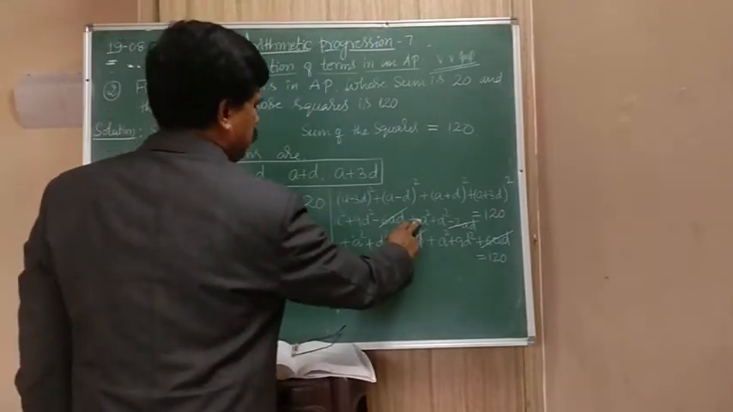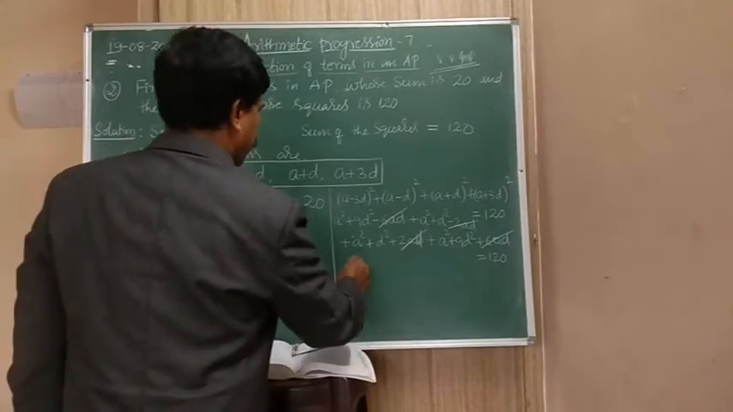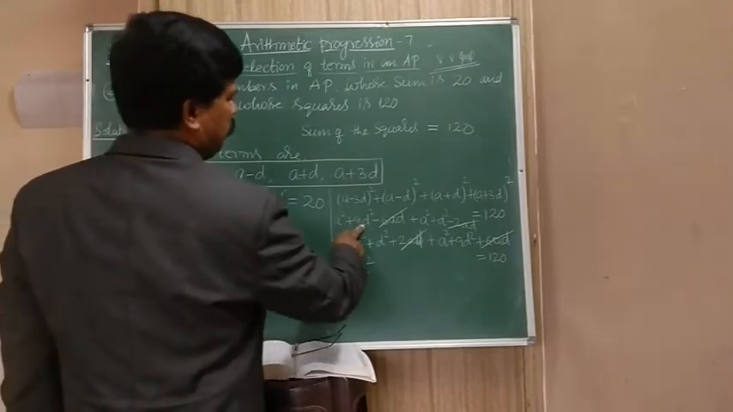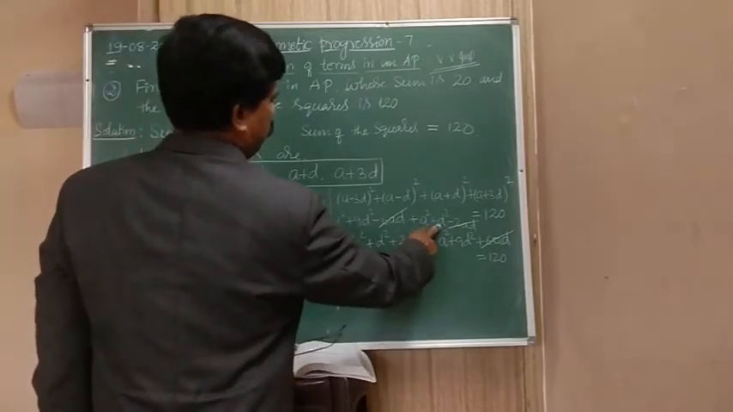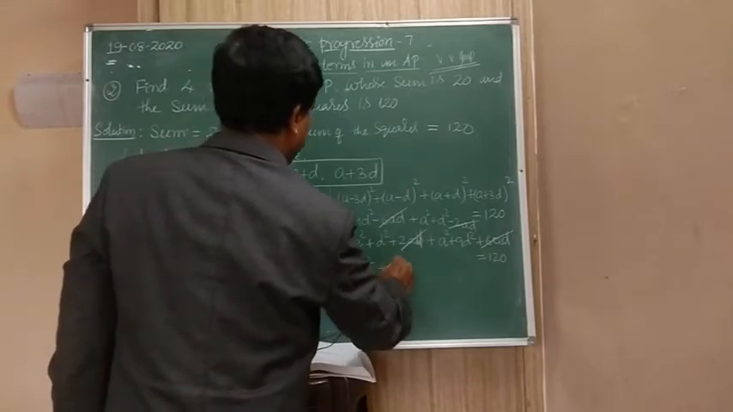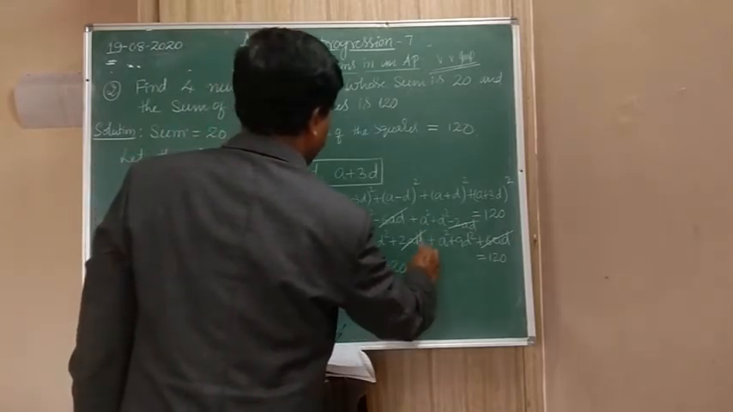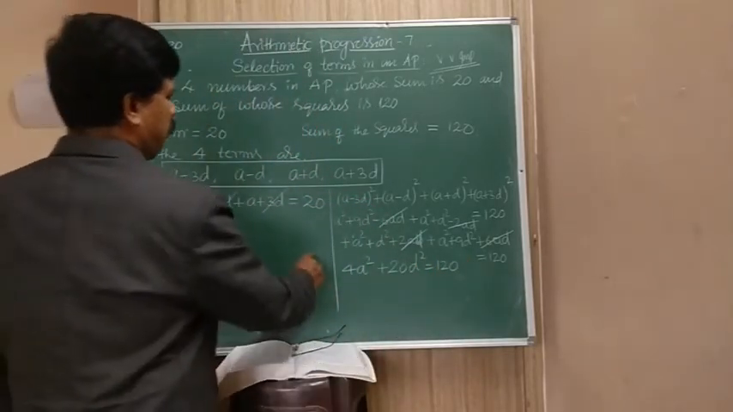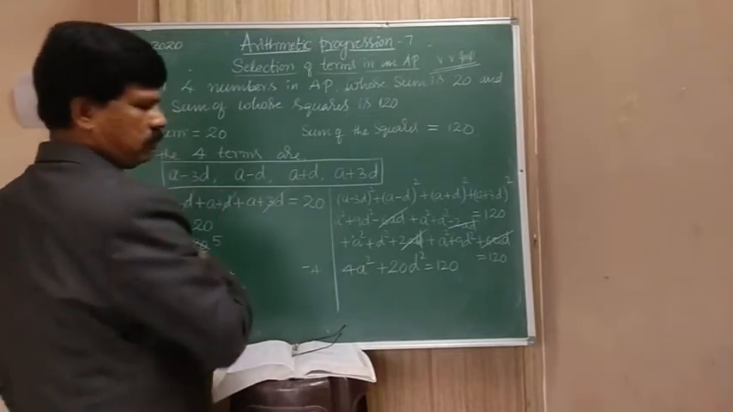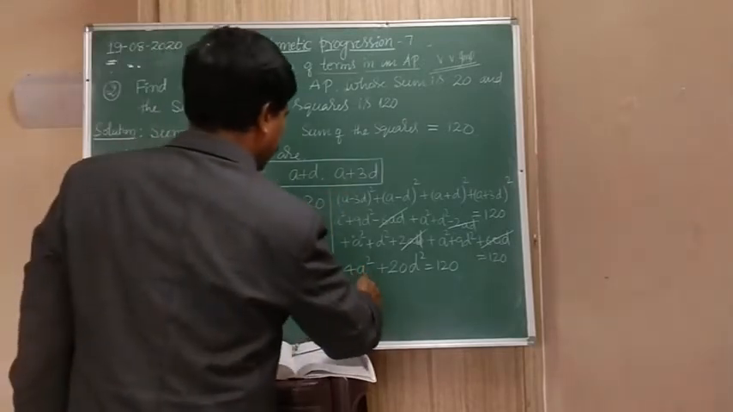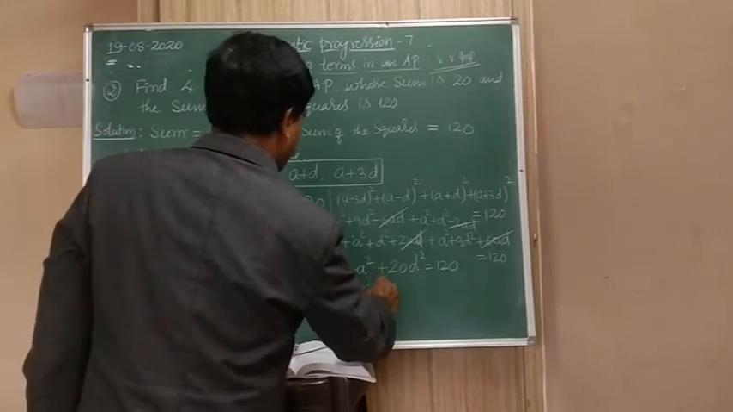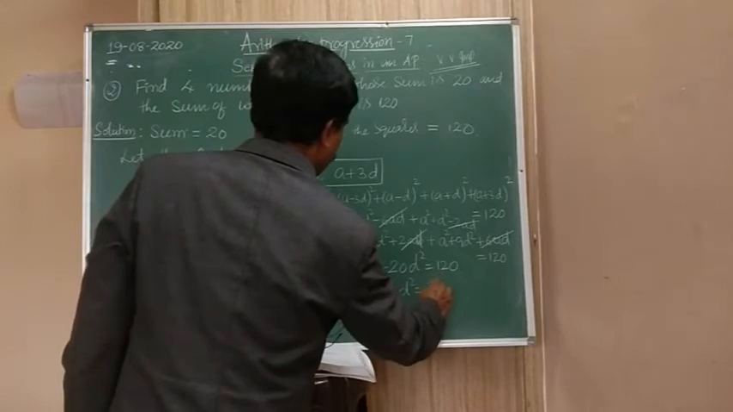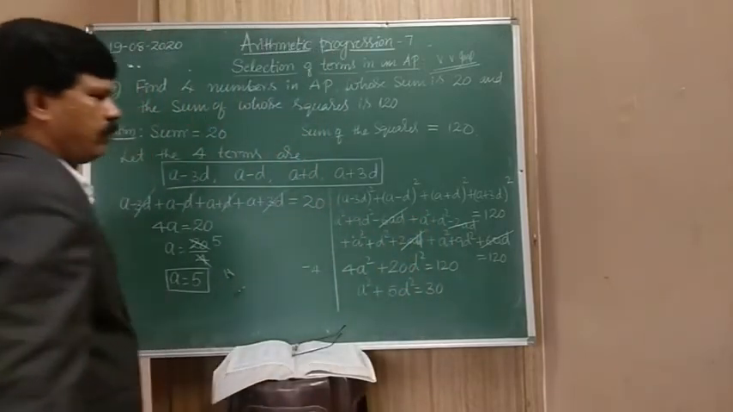Right. So, left out is what? 1A square plus 1A square plus 1A square plus 1A square becomes 4A square. Then 9 plus 1, 10. Here is 10. So totally 20D square is equal to 120. Okay. And dividing throughout by 4, what you will get? A square plus 5D square is equal to 30. Clear?